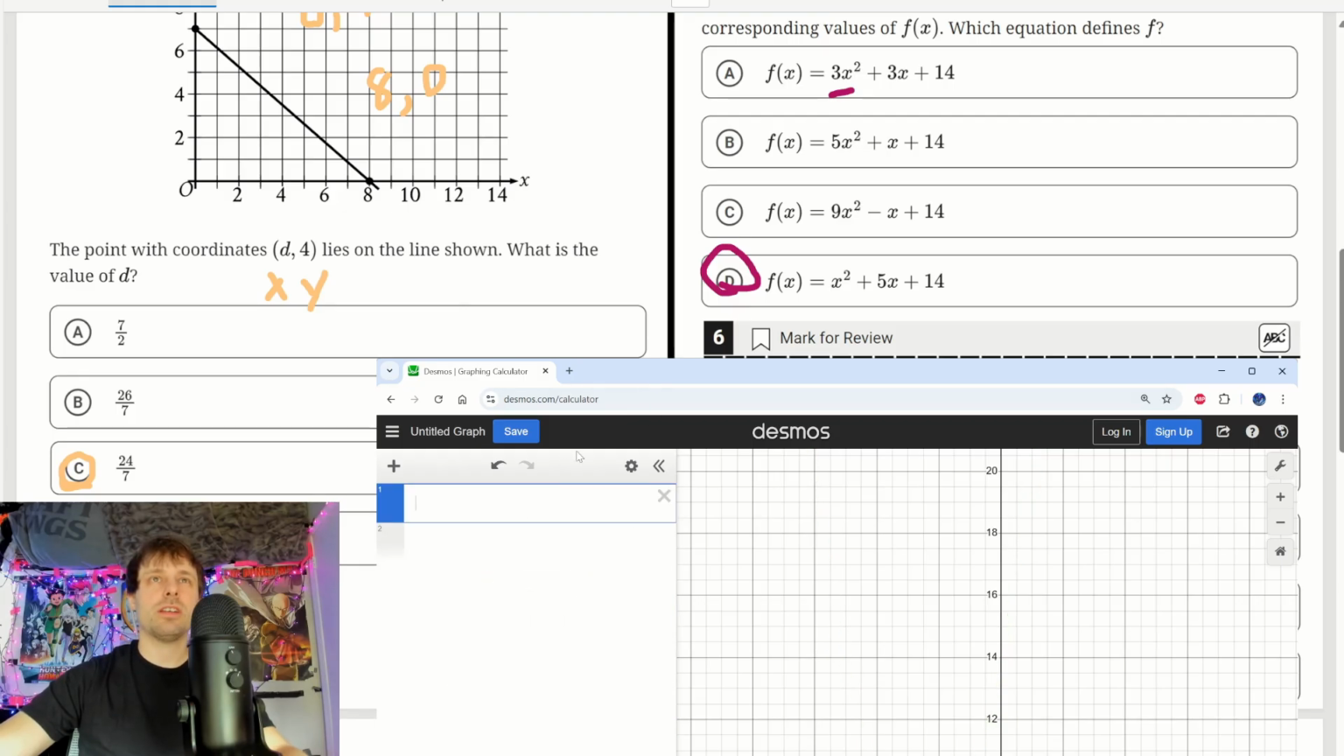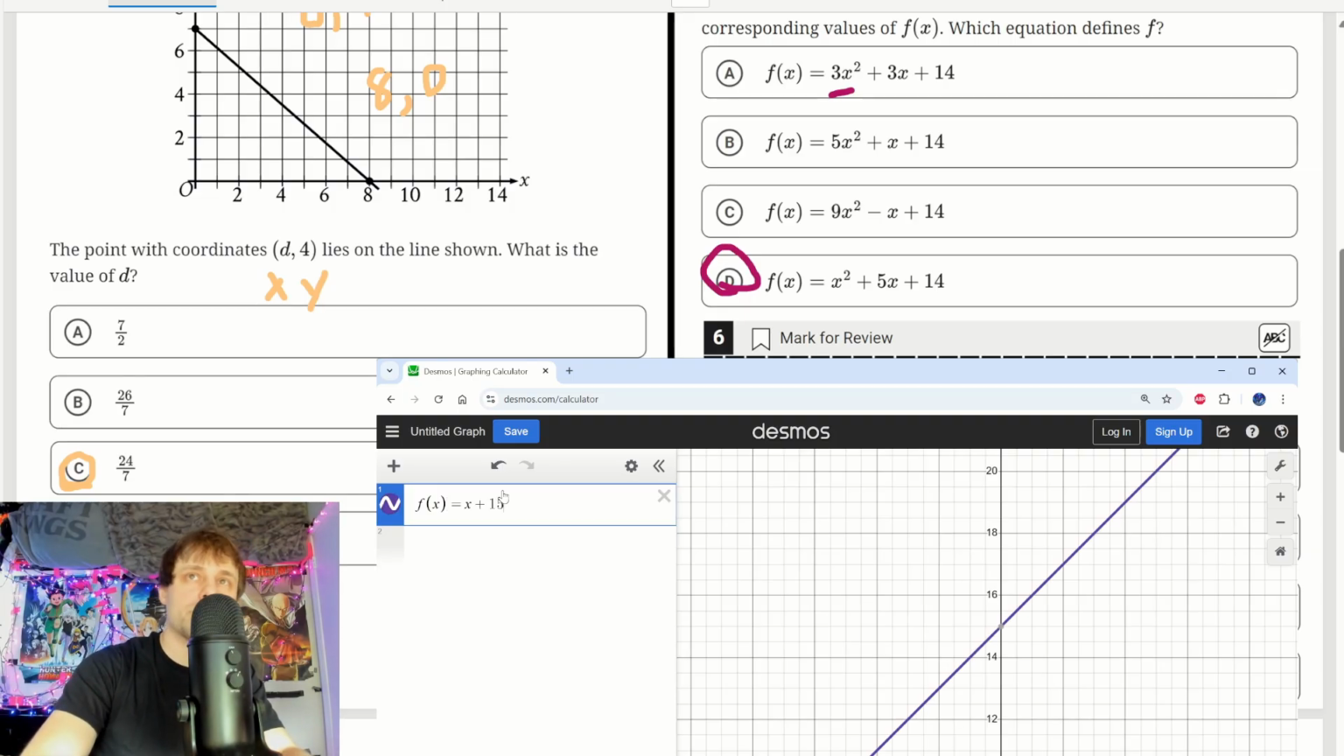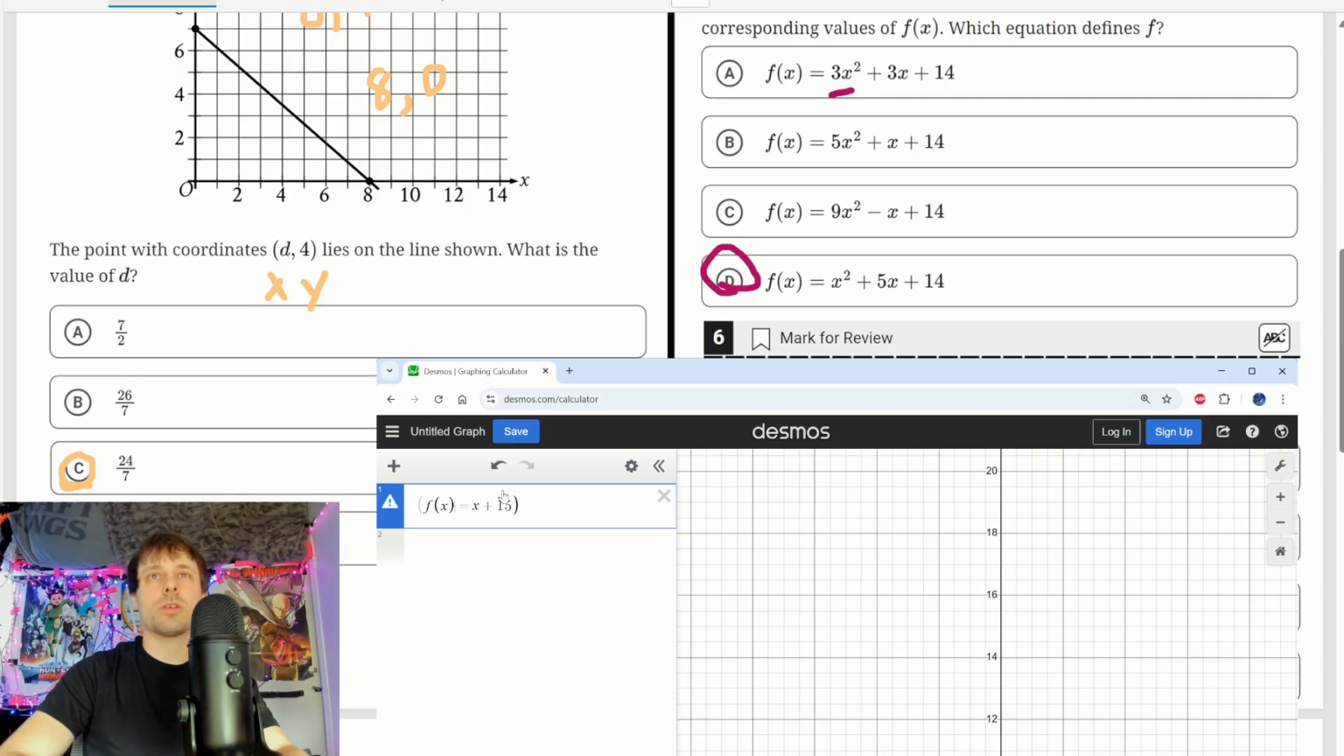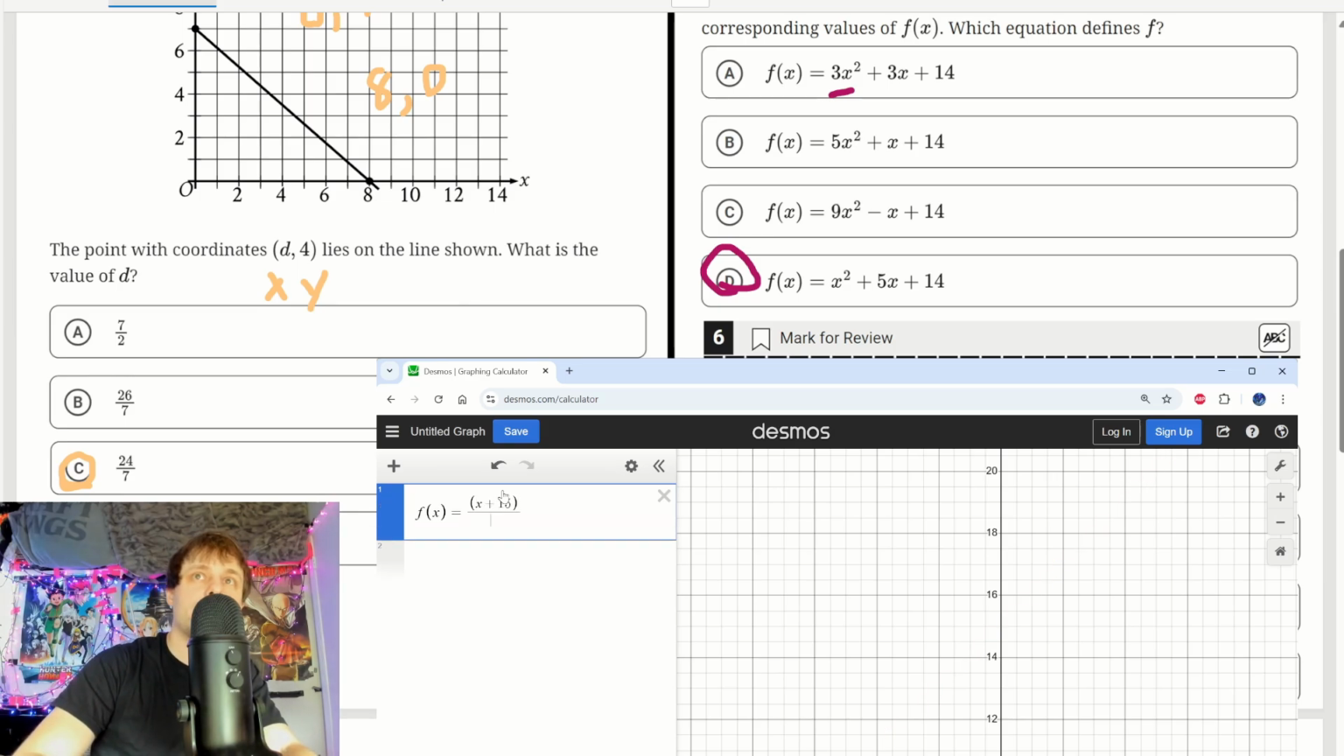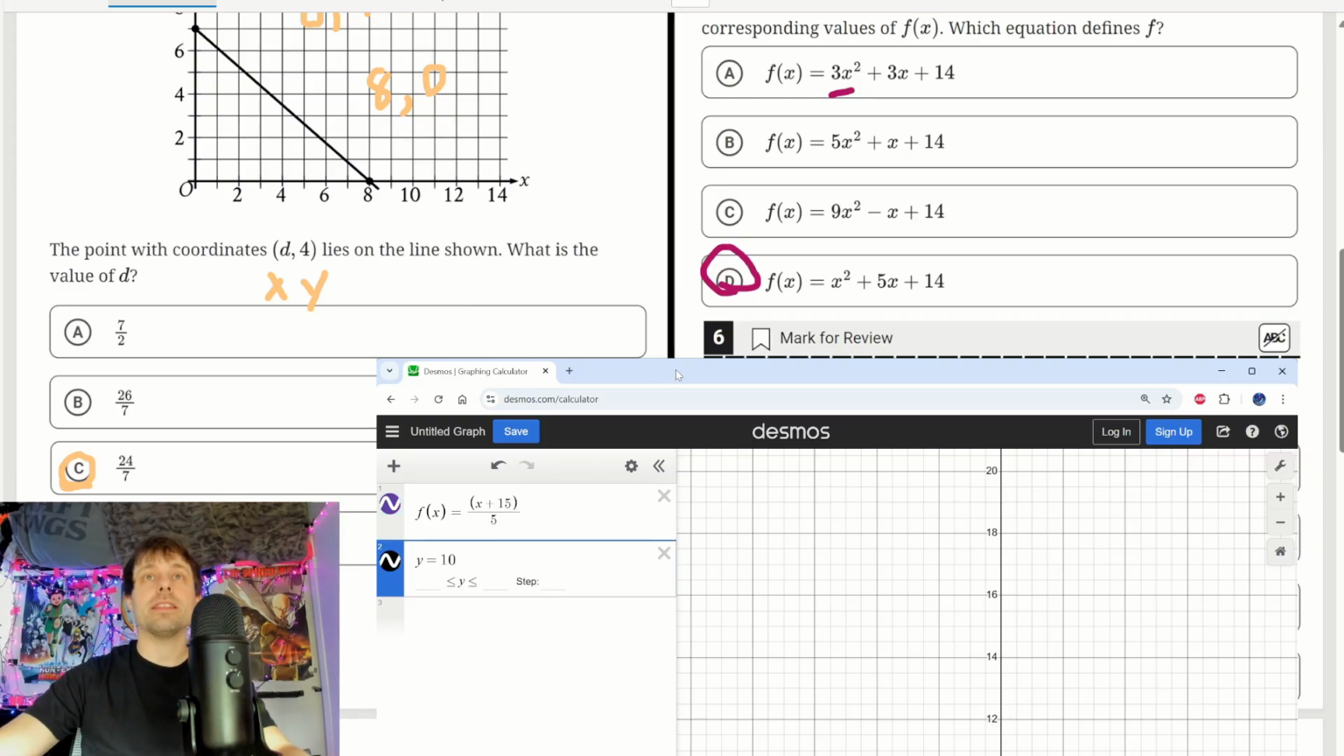So again, the function, I'm just going to type it in here, but it was f of x is equal to x plus 15. I'm going to do this little parenthesis trick. Oh, it doesn't work when you do f of x, but usually you can put a parenthesis there and just do the right side. Divided by 5, there's our function. And they said our y is 10 when the x is a.